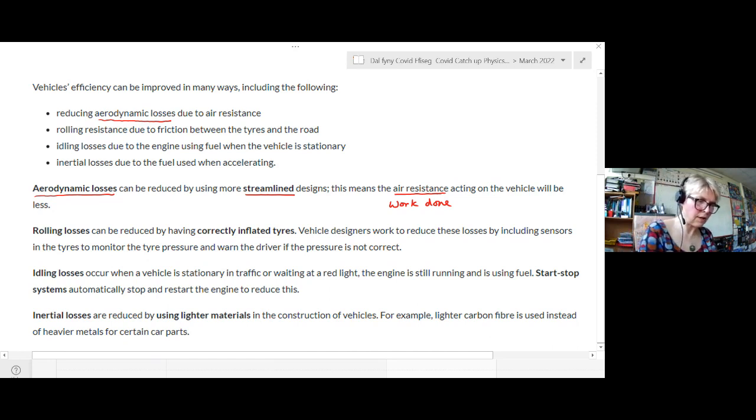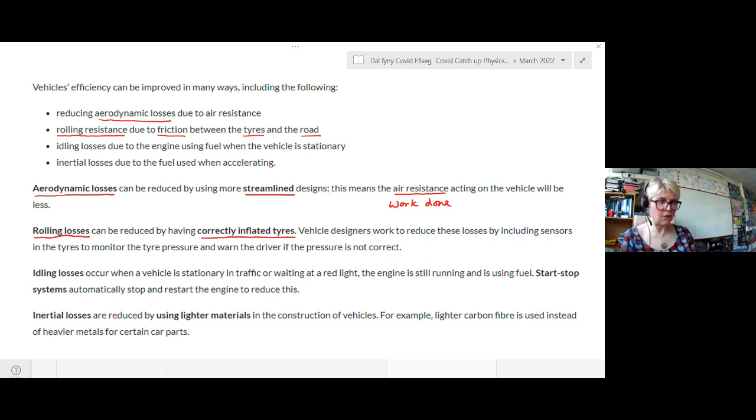Another thing to consider is to reduce the rolling resistance due to the friction between the tyres and the road. Notice they say what the force is, where it's happening, and what the name of it is. And in order to do that, you want the tyres correctly inflated.